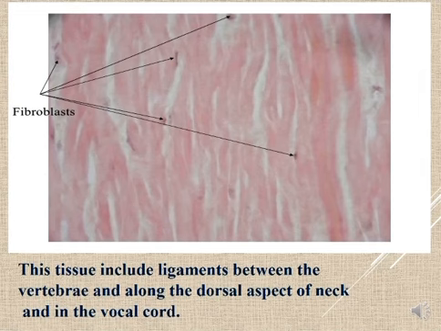هذه صورة أخرى للتشو dense regular elastic connective tissue. مثل ما تلاحظون elastic fibers wavy branch. There is very little amount of ground substance between these fibers. Fibroblasts are scattered in distribution between these fibers. The most common location for this tissue is found between vertebrae and along the dorsal aspect of the neck and the vocal cord.